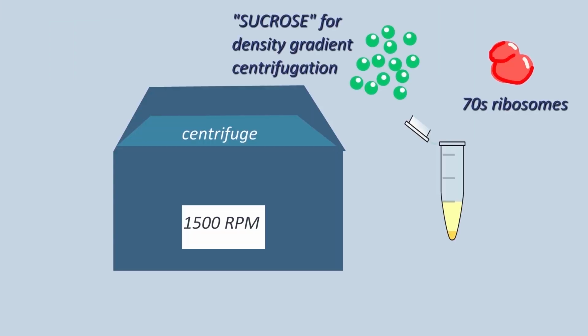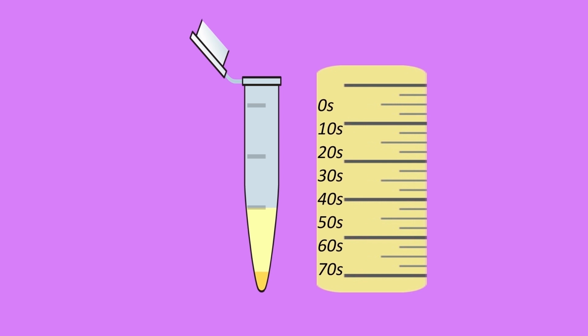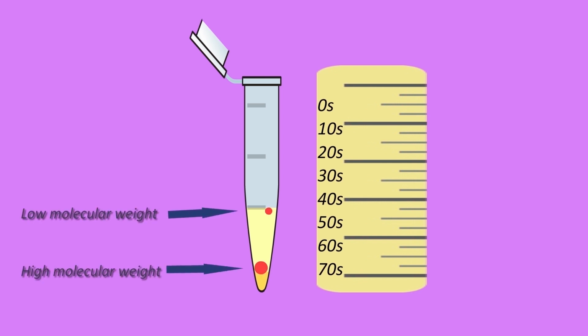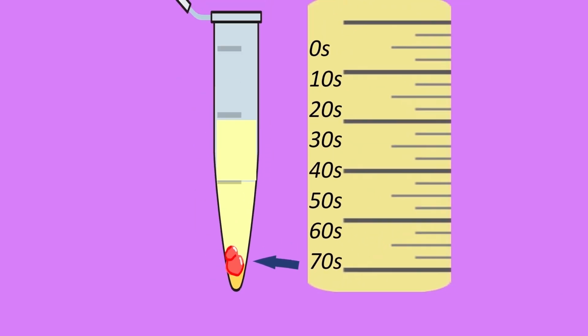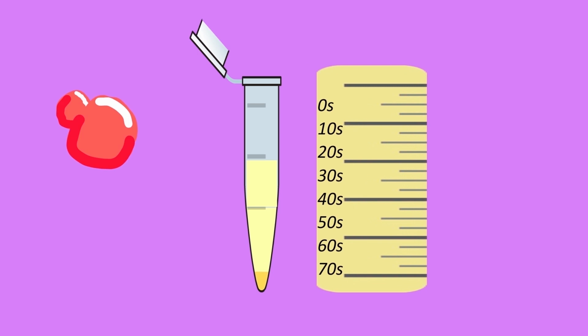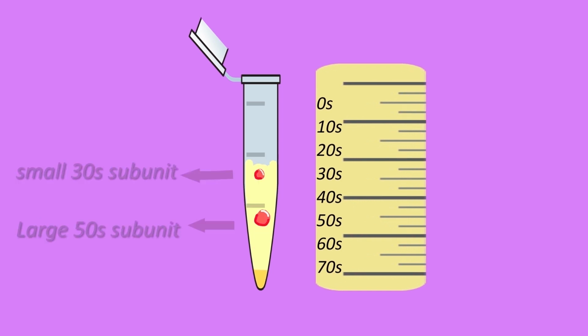Initially, a complete 70S ribosome is added into a centrifuge tube along with some essential chemicals. Usually, in centrifugation, the result would be lower weight molecules at the top and higher weight molecules at the bottom. So, our prokaryotic ribosome would settle near the 70S level. Now, if we split this 70S ribosome into its large and small subunits, they would sediment at the 50S and 30S levels respectively.